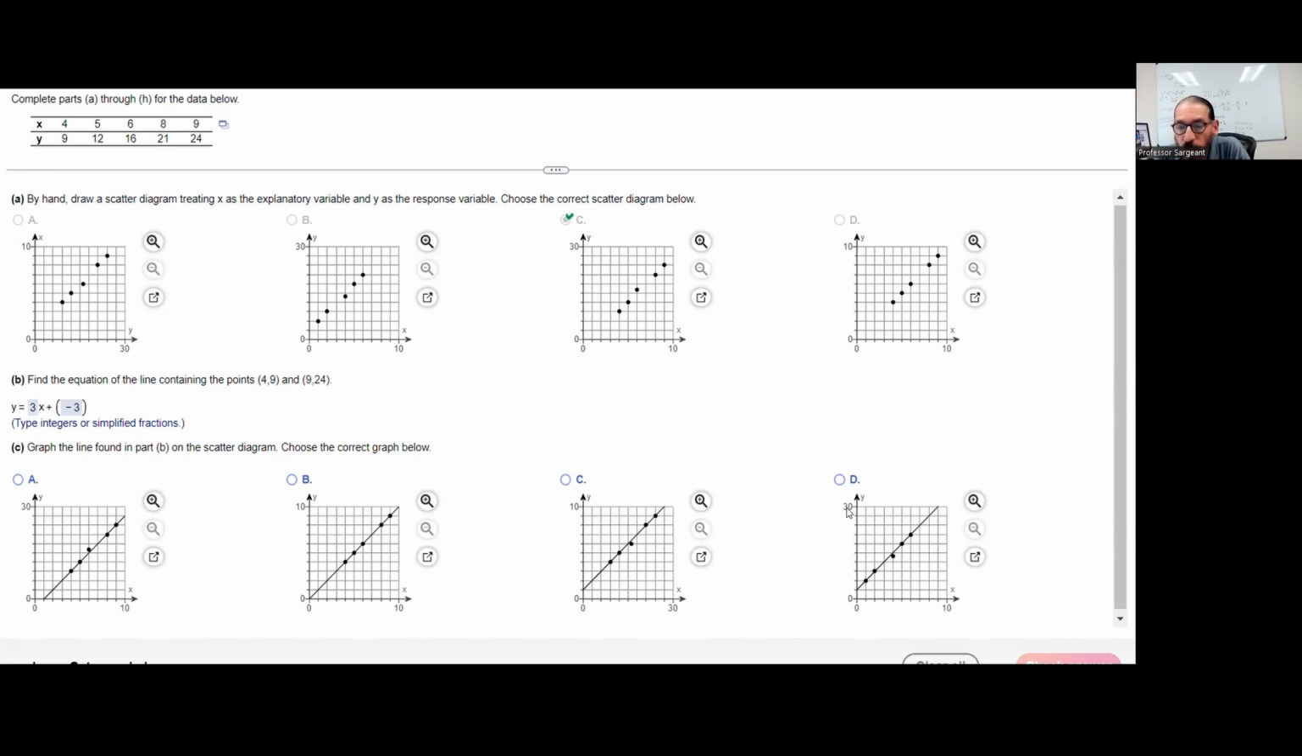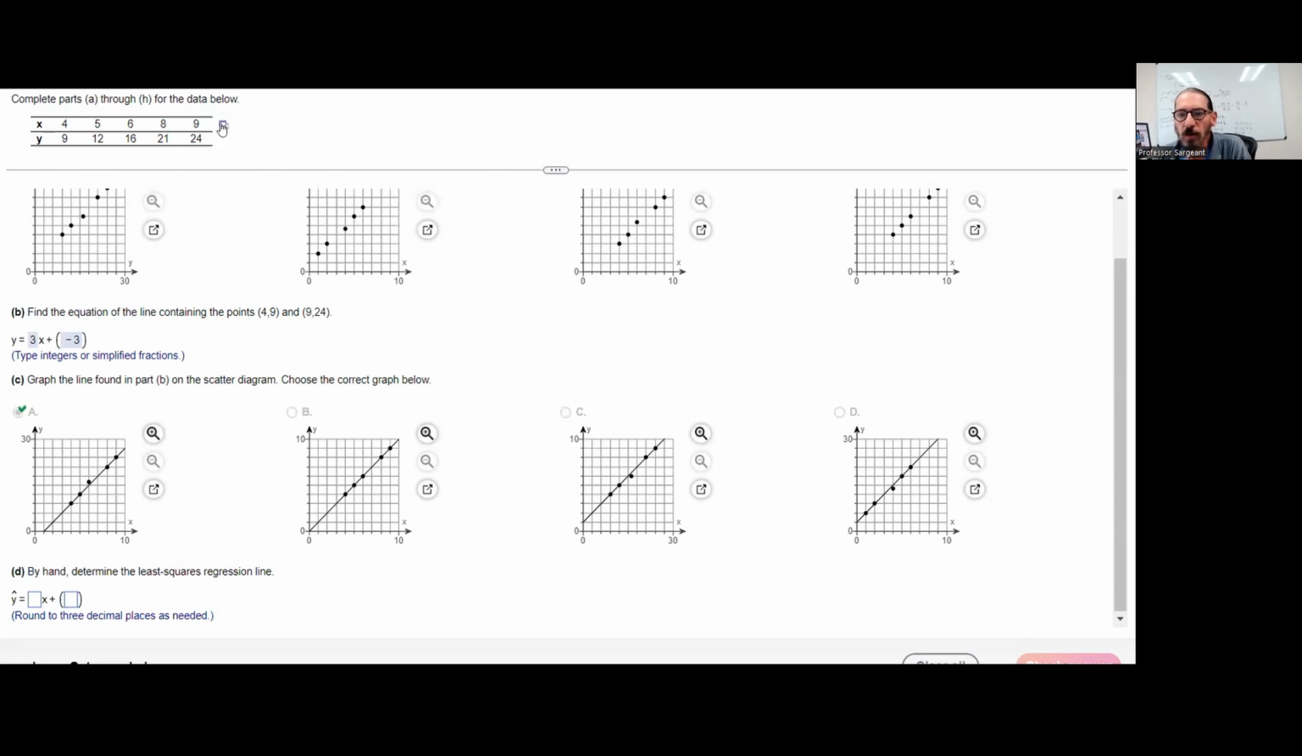So I'm hoping it's either choice A or choice D, but taking a closer look here. Going from 0 to 10 here, we're looking at spacing by ones, and 0 to 30 here, 10 spaces, so spacing by 3. Looks like that is 4, 9, and then 924, and the line is going through that. I believe it is choice A at a quick glance.